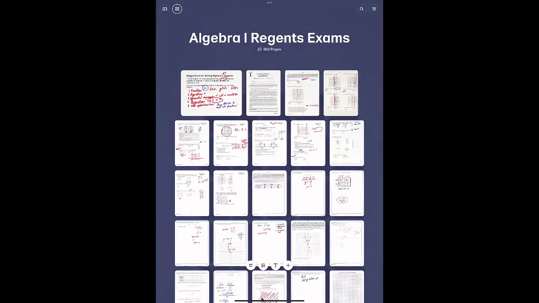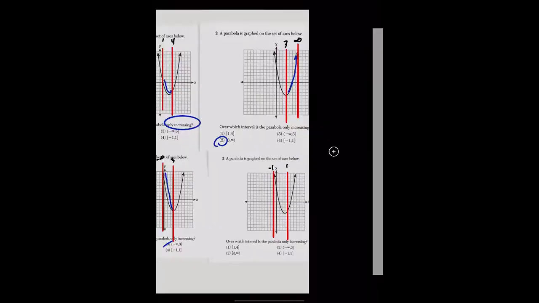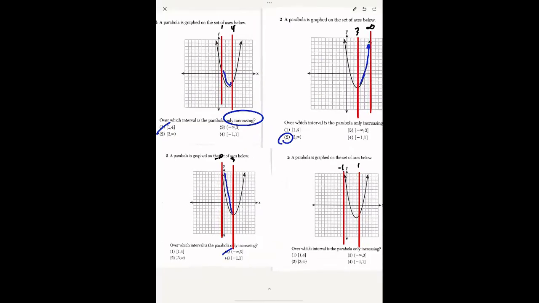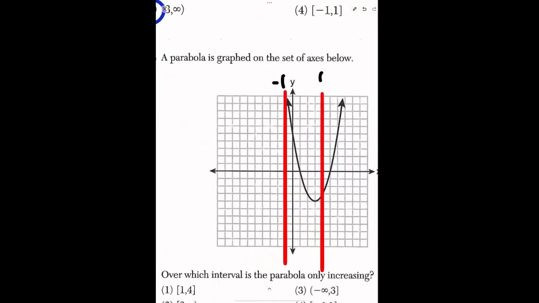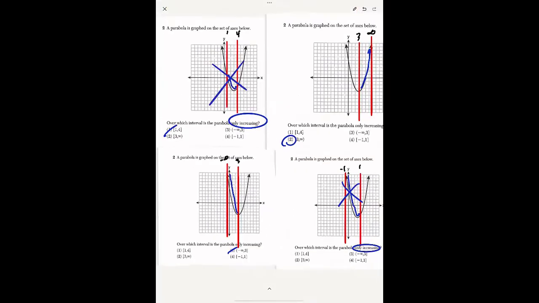Now I'm going to go ahead and look at the last one, even though we know it's not that one. Let's see if I can make this a little bigger. From a negative 1, you can see, again, it's decreasing. And then once it gets past the vertex, it starts to increase. So it has both in there. So we only want increasing, so that one's not it. So this one's not it. This one's not it. That's it right there.